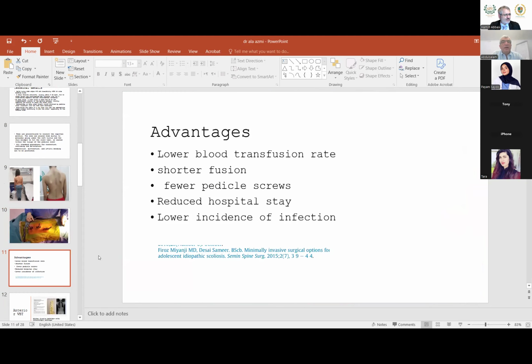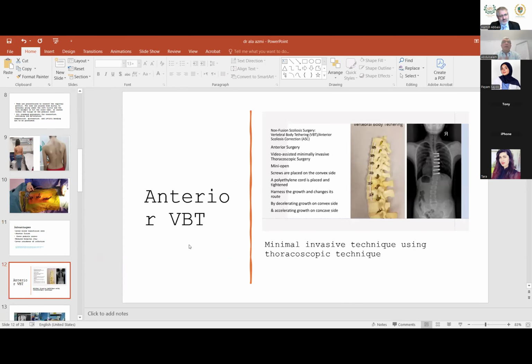Well, what are the advantages besides the cosmetic issue? Lower blood transfusion rate, shorter fusion, fewer pedicular screws, reduced hospital stay, and lower incidence of infection. Actually, I would put the lower blood transfusion and the lower incidence of infection first. As long as you have smaller incisions that you can control, it would be much better and would decrease the infection.